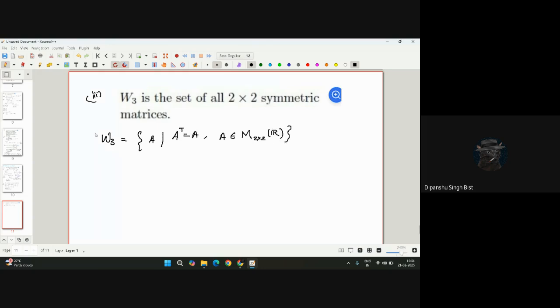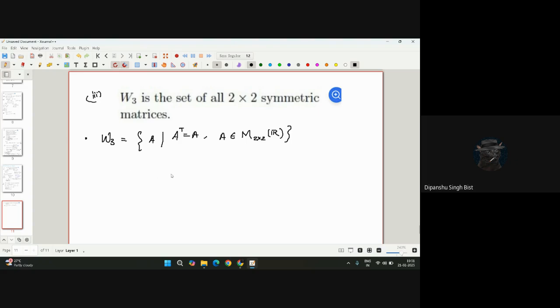You might also get the same question in this form: all the matrices A such that they are symmetric and are of order 2 cross 2. In such cases, what we should do is start with an arbitrary matrix. So let A be some symmetric 2 cross 2 matrix.